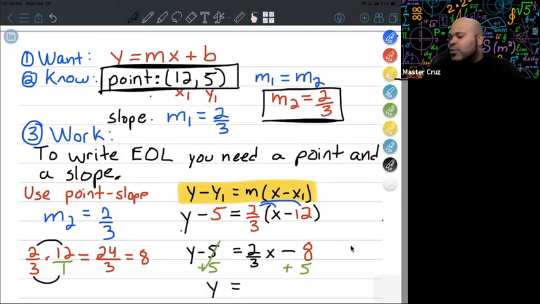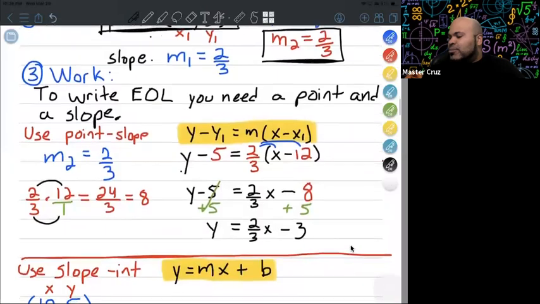So y equals 2/3 x, and this will be negative 3. Okay, so that will be negative 3. And that's perfect because that is in the form of y equals mx plus b. And that is my answer.